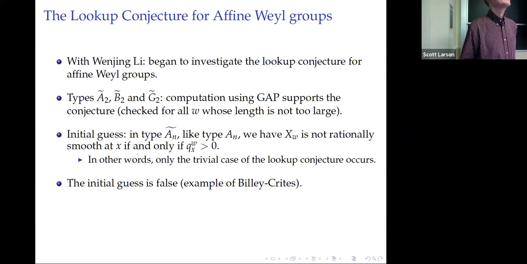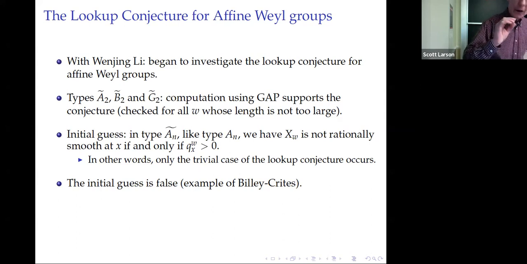But the reason was that I thought that in type A_n tilde, this infinite group, it would be like A_n, and that only the trivial case of the lookup conjecture would occur. So the first thing we tried to do was to prove that in type A_n tilde, it would be just the same as in type A. However, we tried for a little while and failed to prove this. I happened to run into Sara Billey at a conference, and I mentioned this to her, and she told me that she knew that this was false. She sent me an example. That kind of punctured this balloon. But it turned out that, in a sense, the lookup conjecture was almost true.